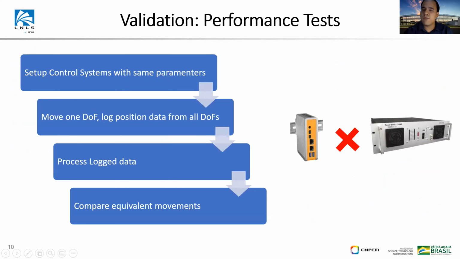The next step was then to validate our control system. We set up the control system we had in hand with the same parameters, like speed. We then had to connect each one of them at a time with our motion system. And we moved 1 degree of freedom at a time, logging the position data from all the DOFs. After that, we had to process the logged data to compare the equivalent movements, as the coordinate systems were different from using each control system.